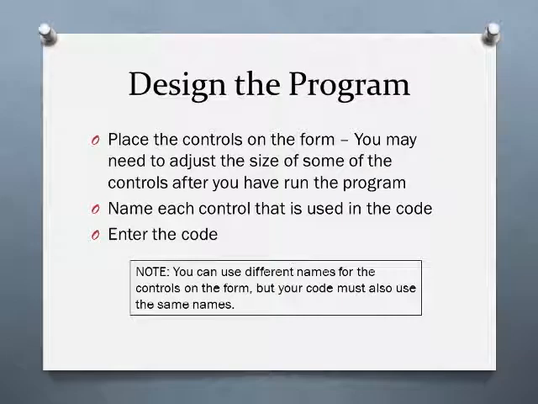The next thing we have to do is, once we put the controls on the form, we need to give a name for each control that's being used in the code. Then we need to enter the code. When developing the program and giving names to each of the controls on the form, I selected names that I thought were descriptive. You can choose any name you wish, but whatever name you choose, that's the same name that you have to use when you're writing the code.